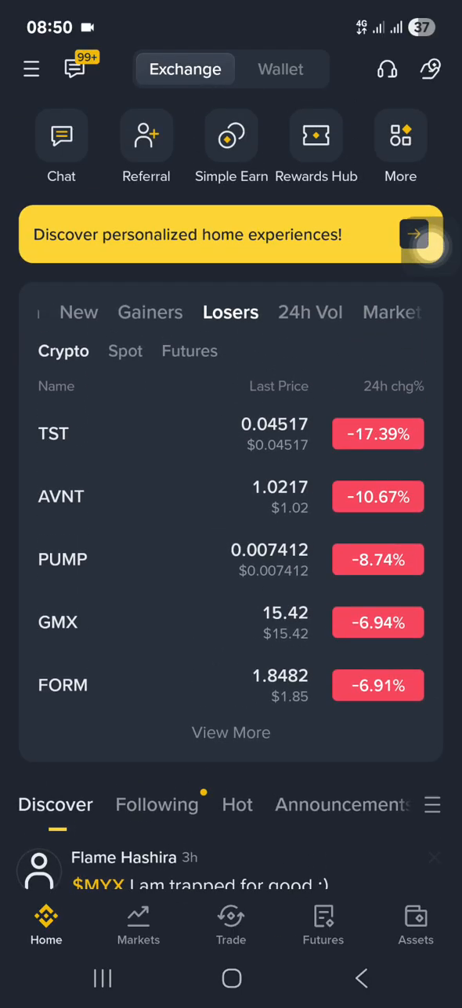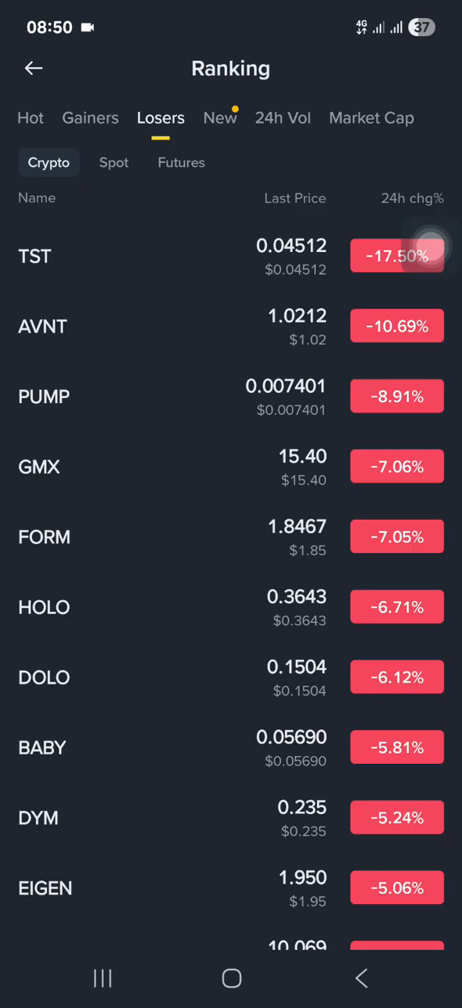Binance is the number one app that has integrated AI into their system, and we know that we're in the world of AI. AI is making things easier and simpler than ever. So let's get into this. Just click on any coin. You have many coins there, so you can click on any one.